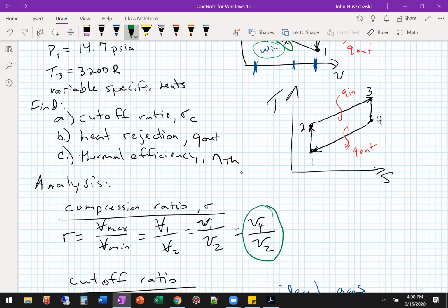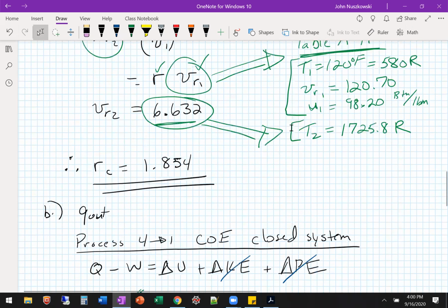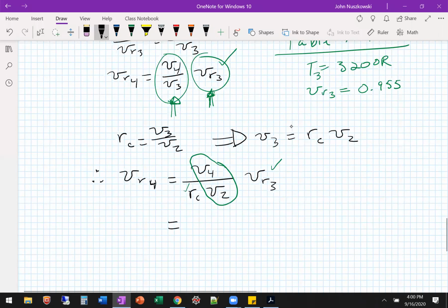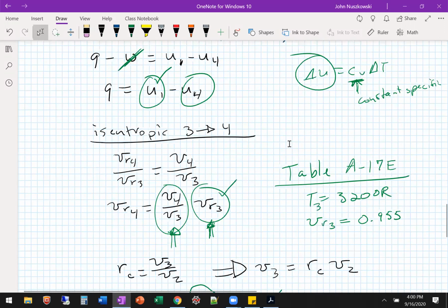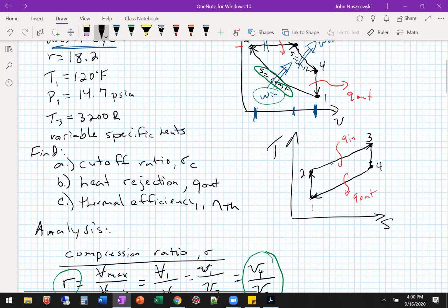Right here, our cutoff ratio, or not, our compression ratio, R. Okay. Is it just 1 over the compression ratio? No, so we have V4 over V2. So it's just the compression ratio. Large volume divided by small volume, right? Because compression ratio is 18.2, so it's going to be large volume, which is 4 or 1, divided by small volume, which is 2, right?